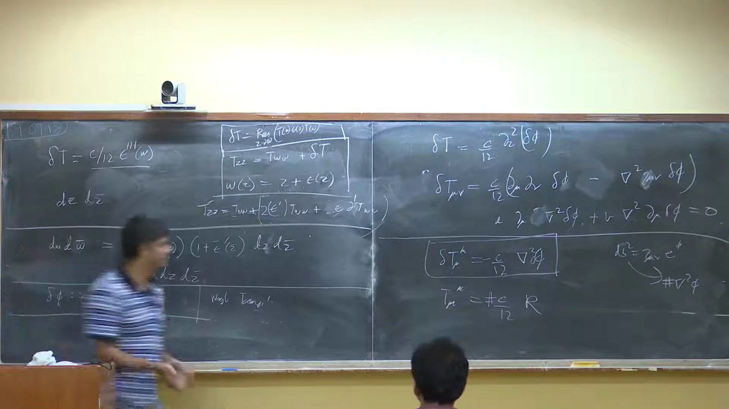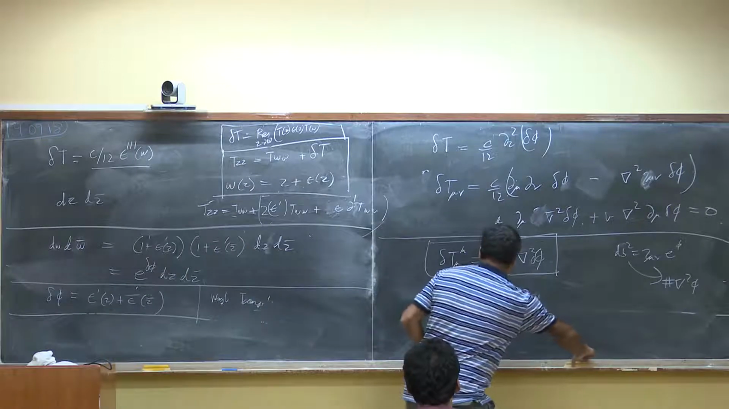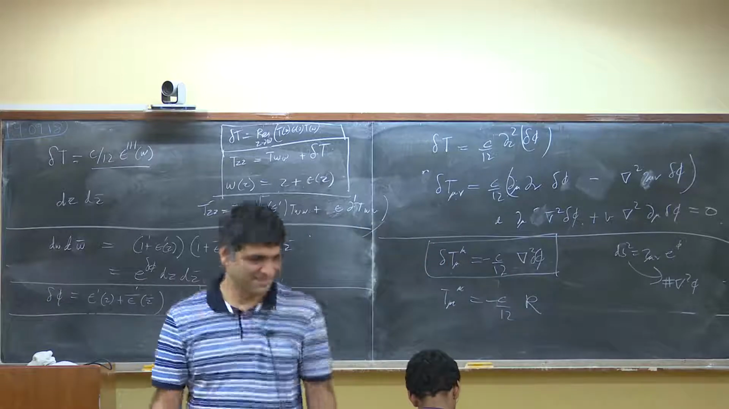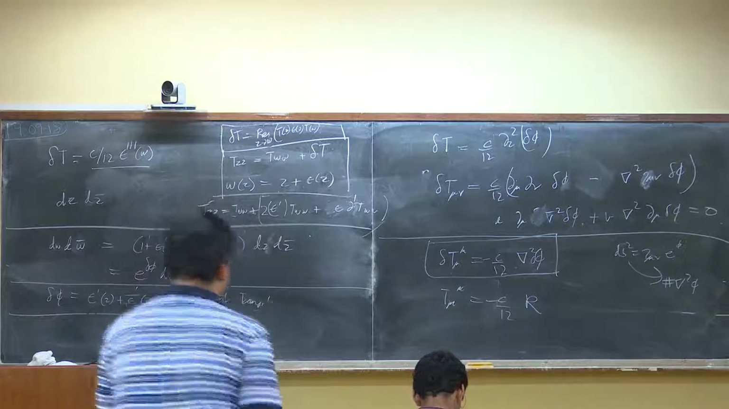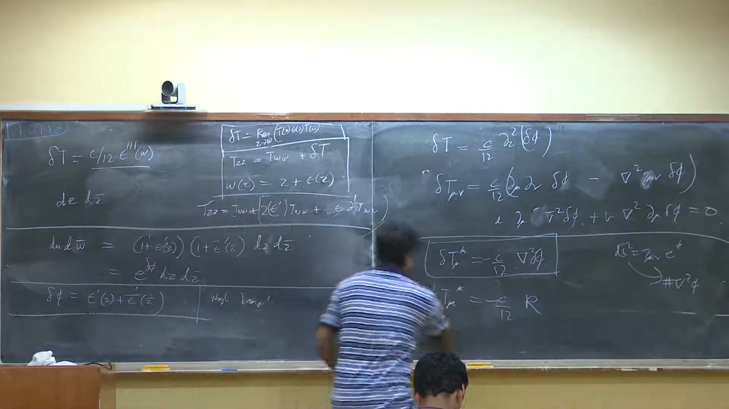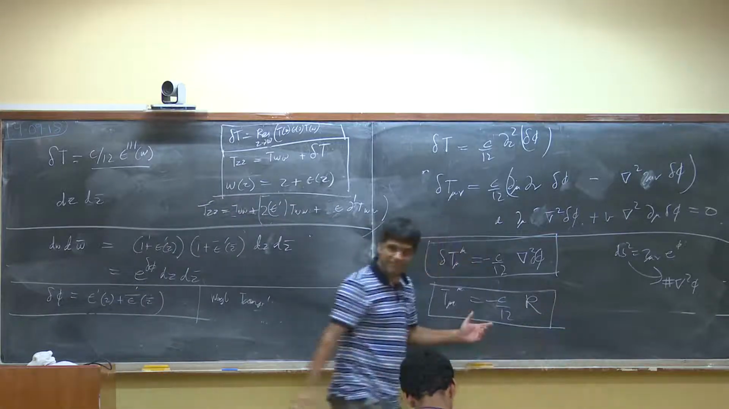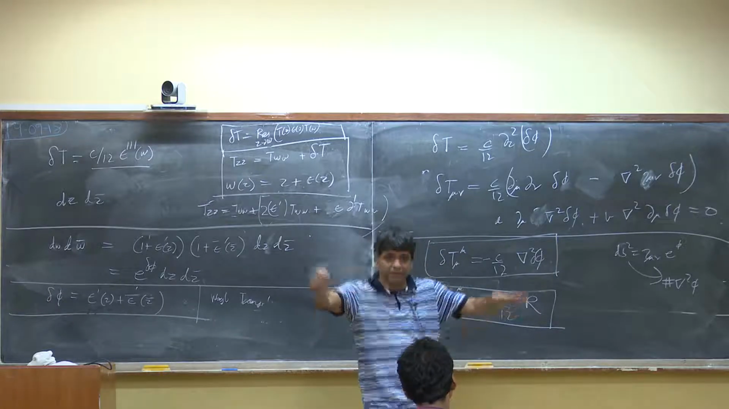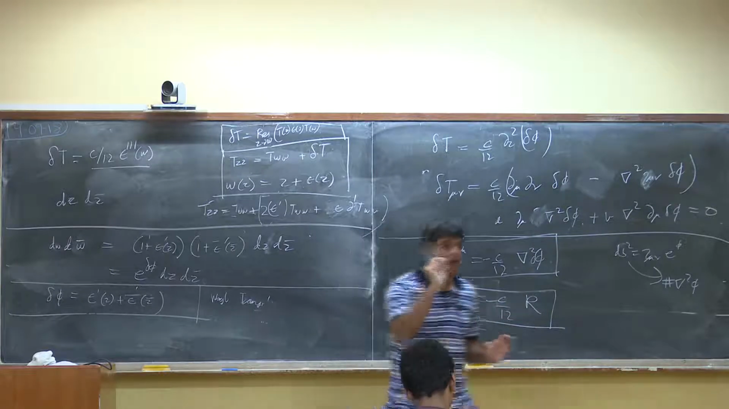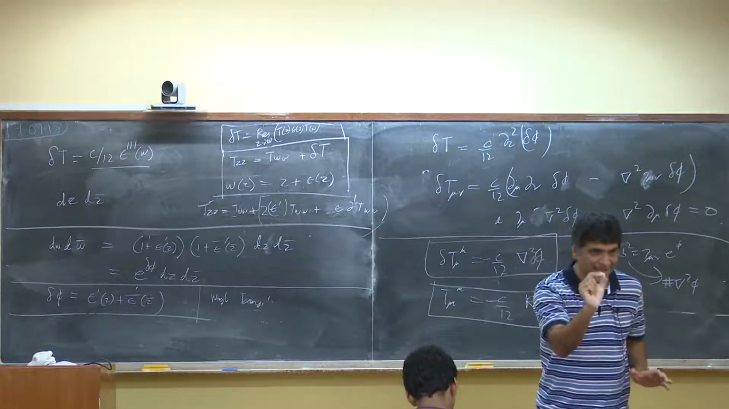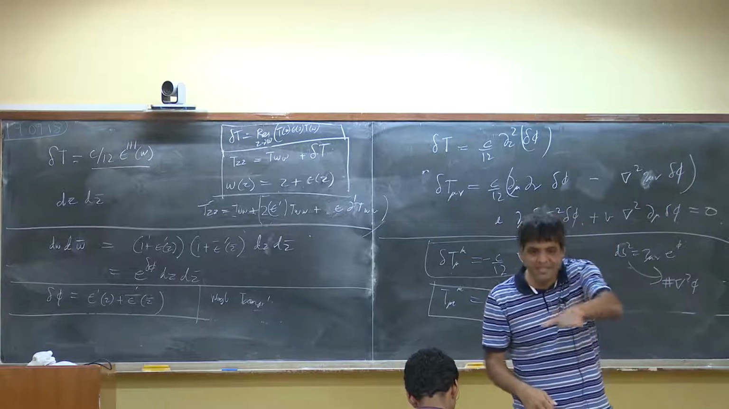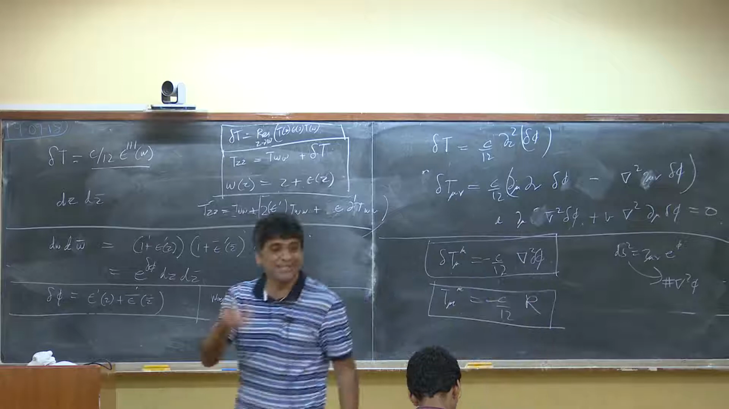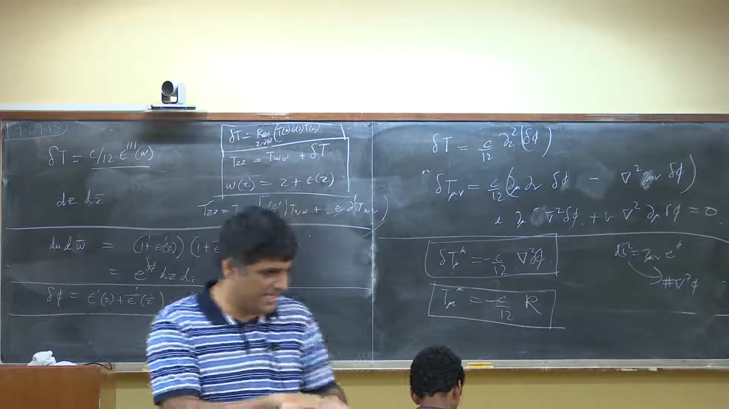Oh, minus C by 12 times R. Okay, so we get this beautiful formula for the trace of the stress tensor of a conformal field theory, at least for a metric that is infinitesimally close to just flat space.